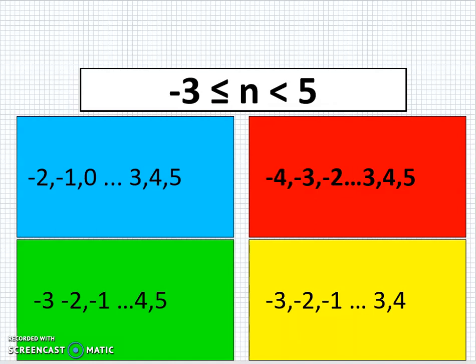This one here, have a little think about it. So we have n is greater than or equal to negative 3. Okay, and n is less than 5. Okay, so we must have a list that doesn't include 5, but does include negative 3. So which one's it going to be? It's going to be the yellow one.